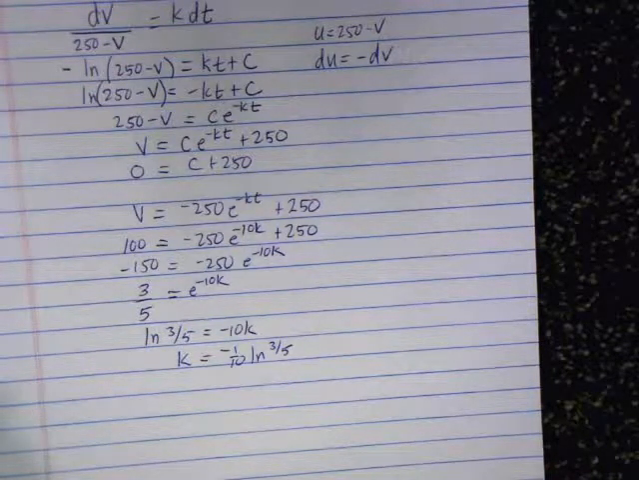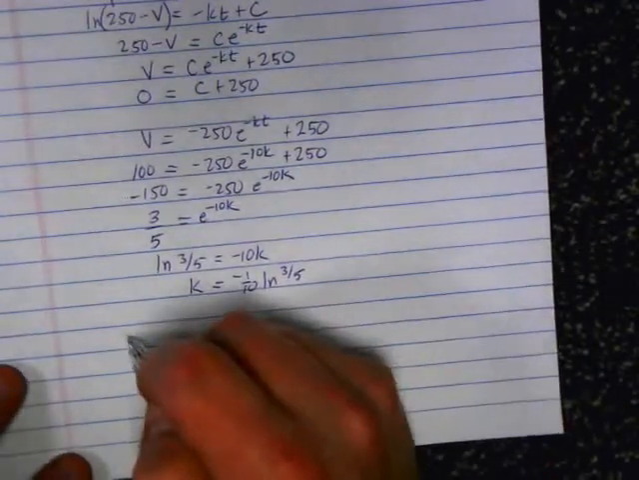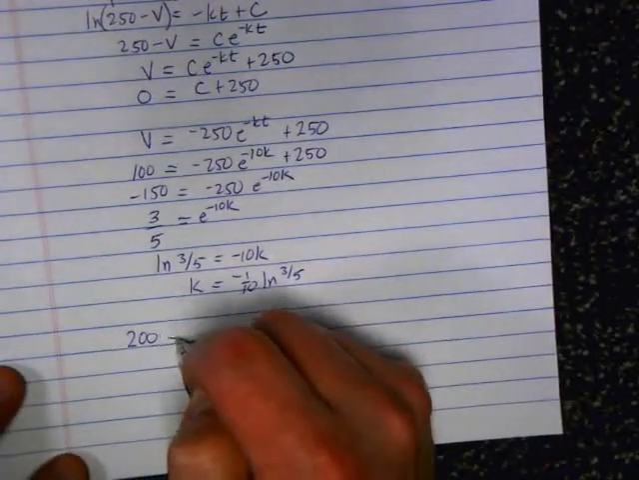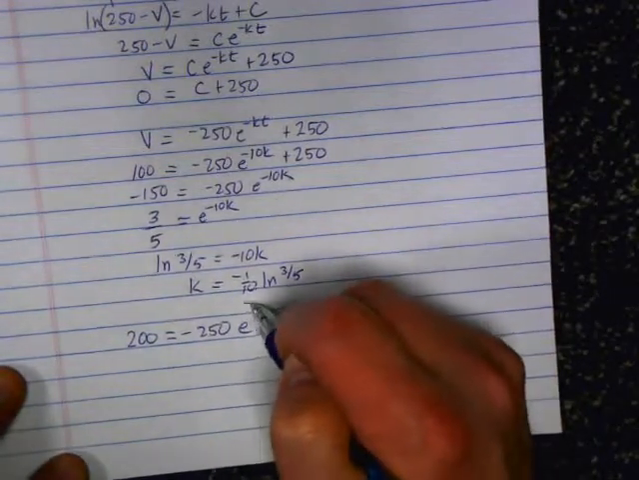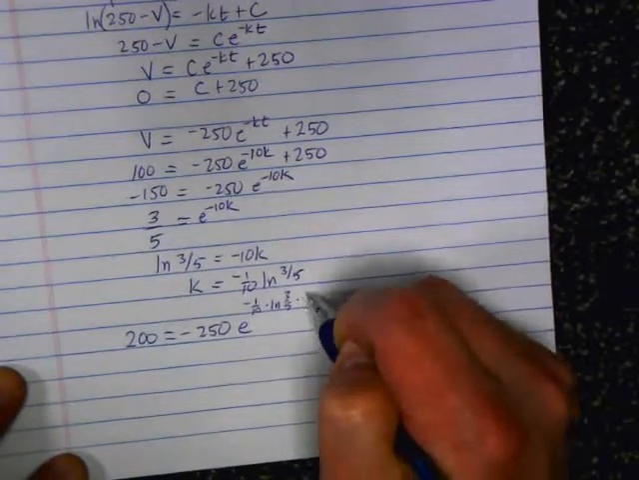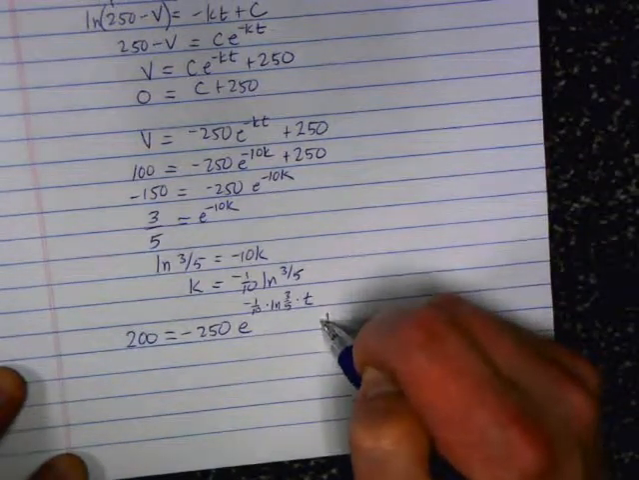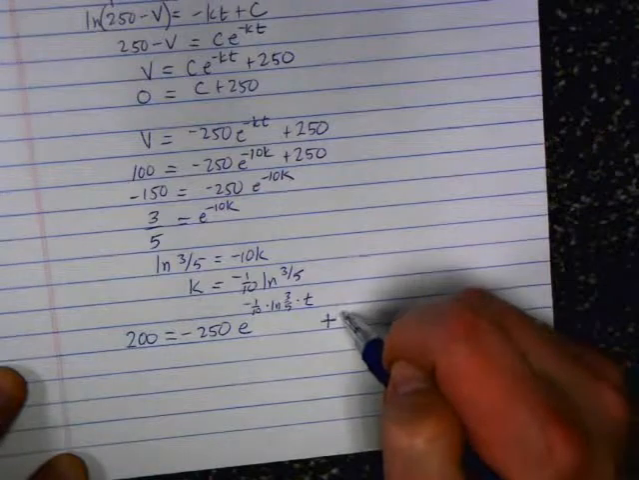All right, so now I'm ready to answer the question. The question is, when will the velocity be 200? I'm going to have 200 equals minus 250 e to the minus 1/10 times ln of 3/5 times t, plus 250.